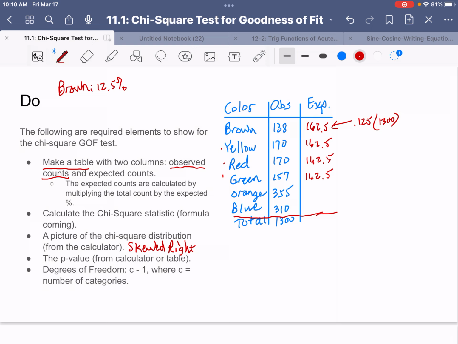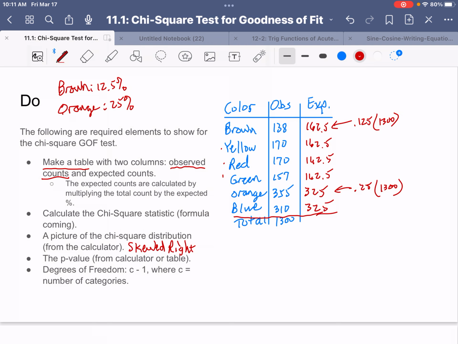Now, blue and orange: the M&M's company says 25% of M&Ms in a container should be orange. So 0.25 times 1,300 would tell me how many oranges and blues I would have expected. So let's see, 0.25 times 1,300 is 325.